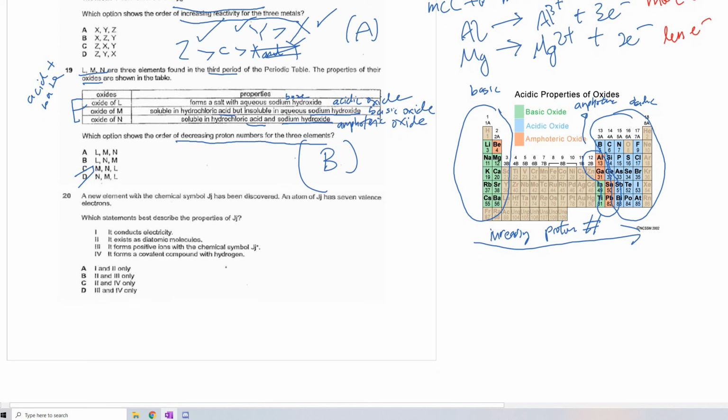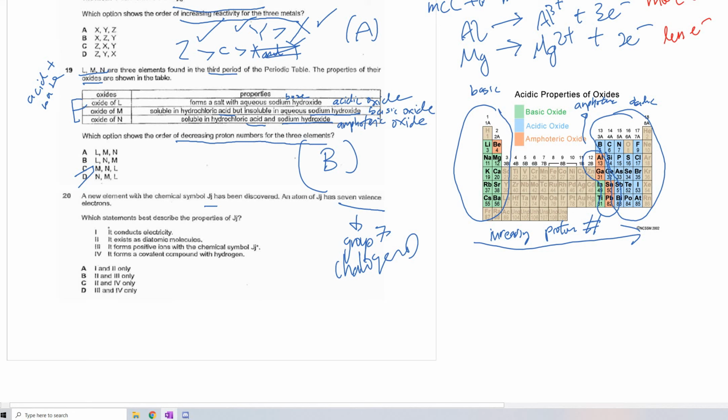Okay, let's take a look at the last question for today. A new element with the chemical symbol JJ has been discovered. An atom of JJ has 7 valence electrons. That means it must be from group 7. They're also known as your halogens. Which statement best describes the property of JJ?